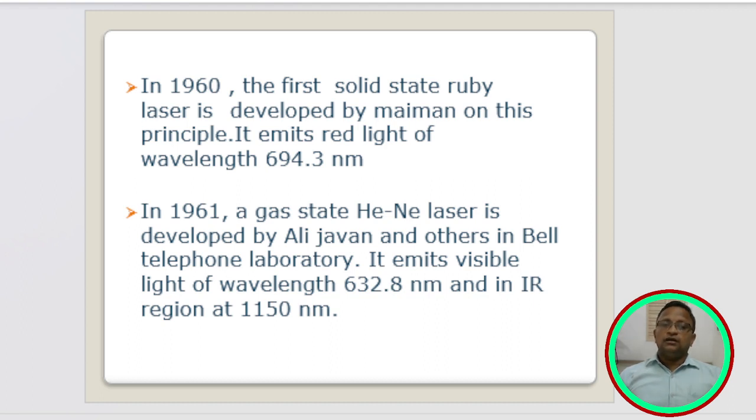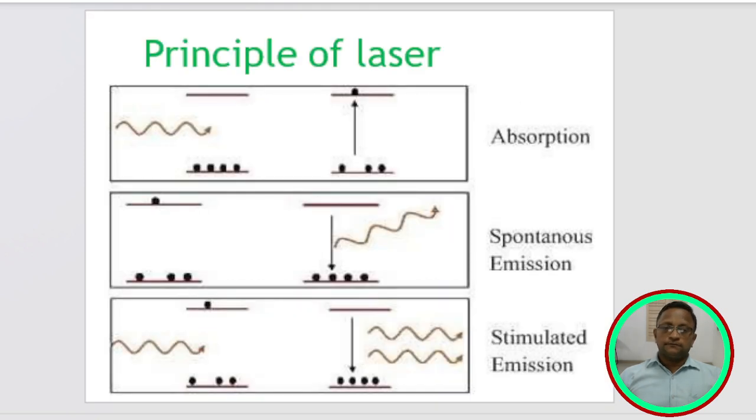In the next consecutive year, 1961, a gas laser named the helium neon laser was developed by the scientist Ali Javan and others in Bell Laboratory. It emits visible light in the wavelength region of 6328 angstroms, and in the IR region, 1150 nanometers.